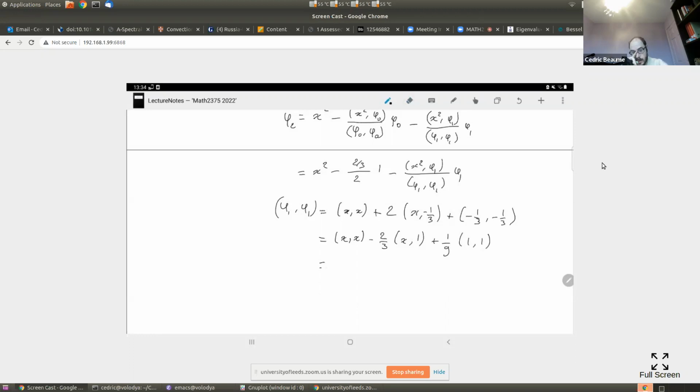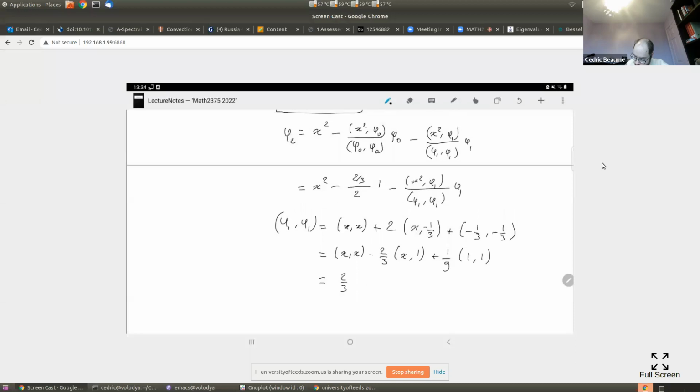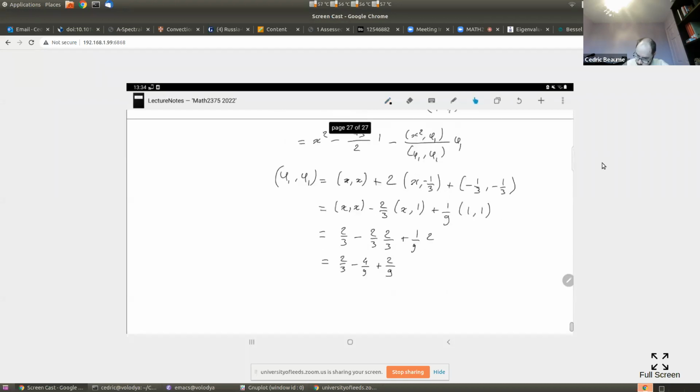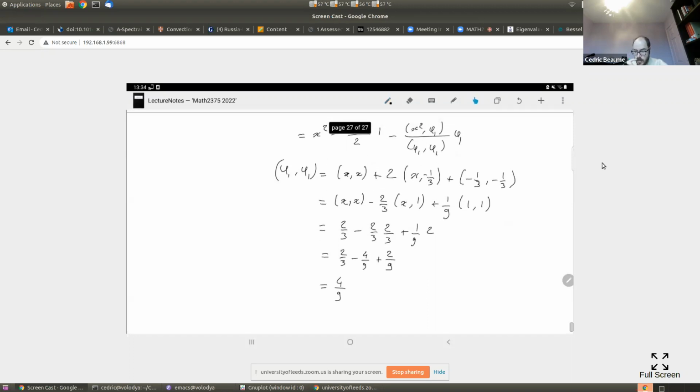And then I just read out what these inner products of x with x, x with 1, and 1 with 1 are. X with x is 2/3. And I get minus 2/3, that's 2/3 as well. And I get plus 1/9, and that's 2. So what I get is 2/3 minus 4/9 plus 2/9. So I get 4/9 in the end. So we managed to get the denominator, but we need to get the numerator too.